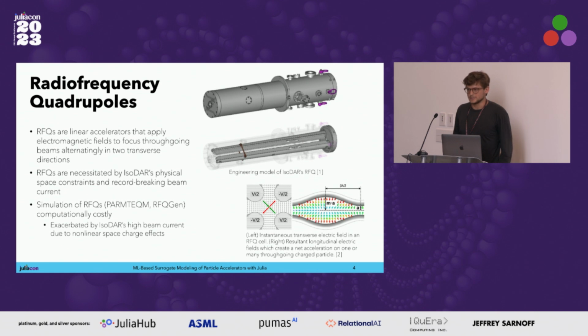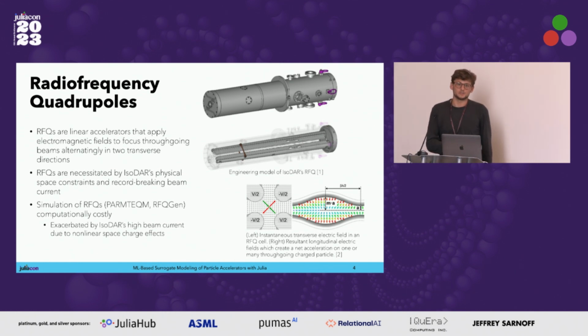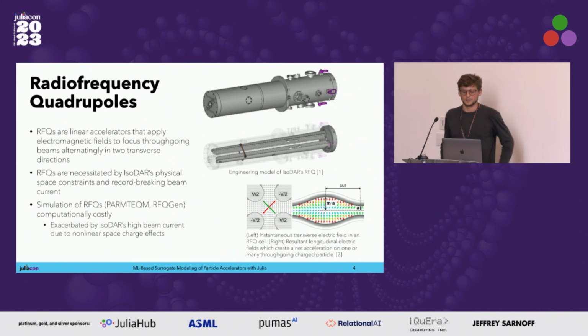So the component that's necessary for ISODAR's design is called a radio frequency quadrupole. Hopefully a majority of us in the room have taken Physics 101, and so we know that when we have an electromagnetic field and we put something that's charged in the electromagnetic field, you experience a force. And you can design these electromagnetic fields in a way so that you're focusing a beam of charged particles, and you can accelerate those to the energy that you need to run whatever kind of experiment that you need.